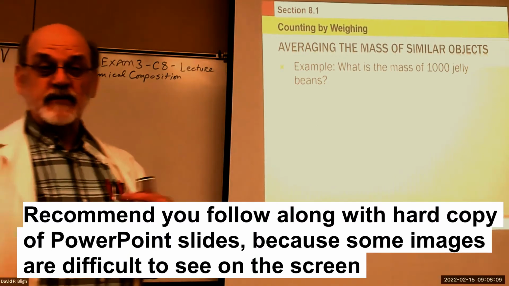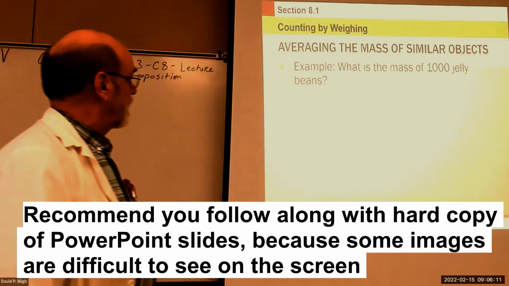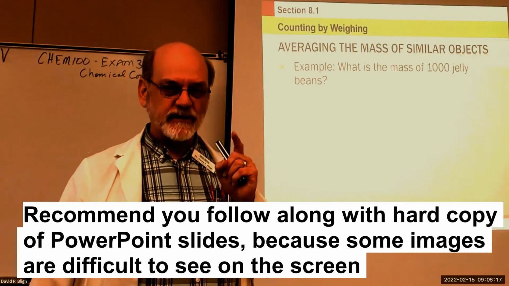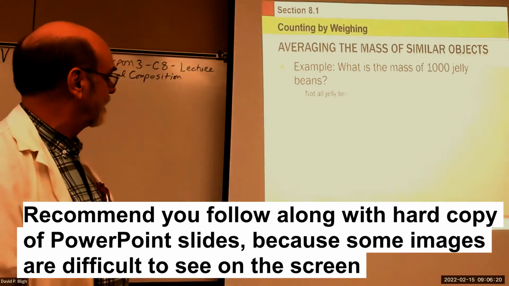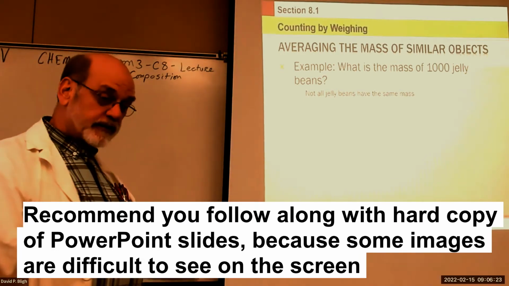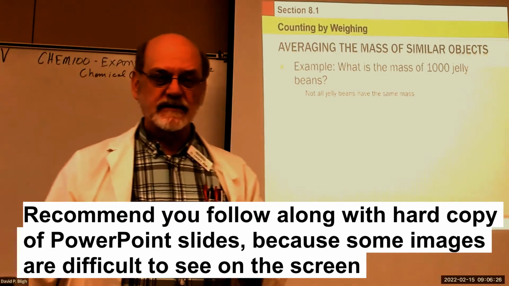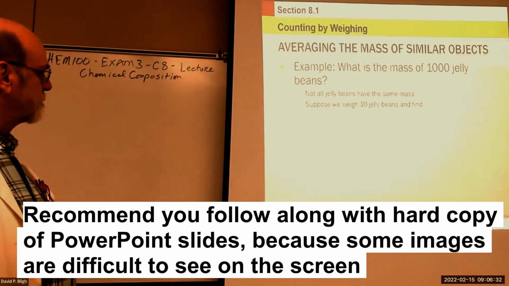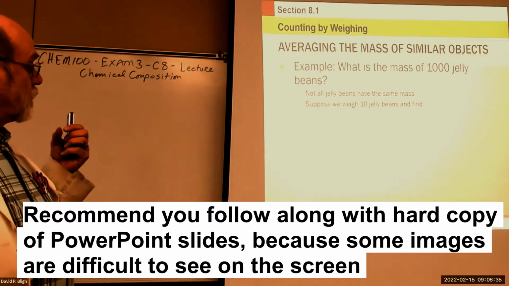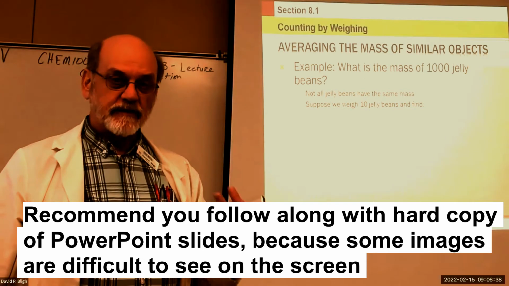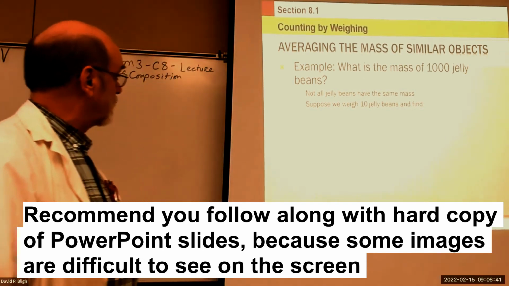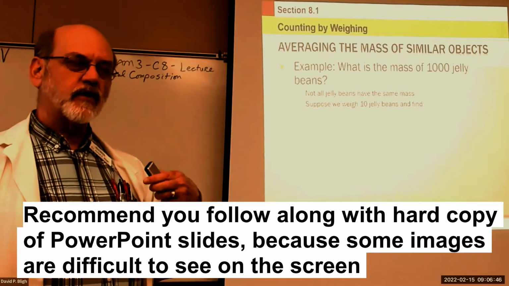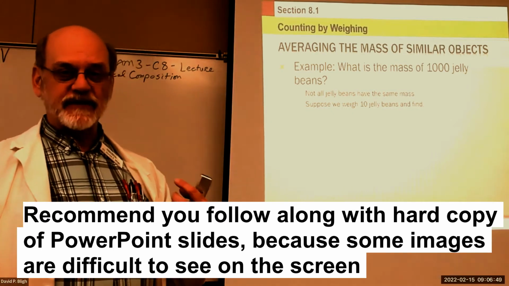So instead of marbles, let's say we have a jar of jelly beans. To begin with, we know that there are 1,000 jelly beans in that collection. And we also know that not all the jelly beans have the same mass. There are slight differences. So let's say we take a sample of those 1,000 jelly beans and we find the mass of those 10 jelly beans. Then if we want to know the average mass of a jelly bean, we divide the total by 10.